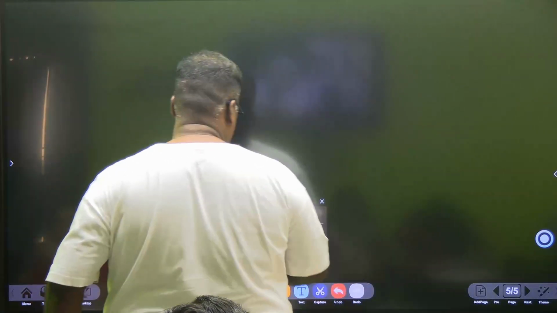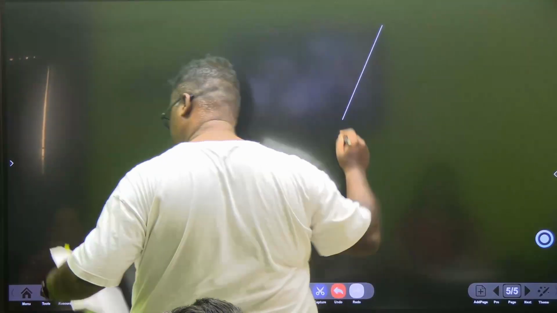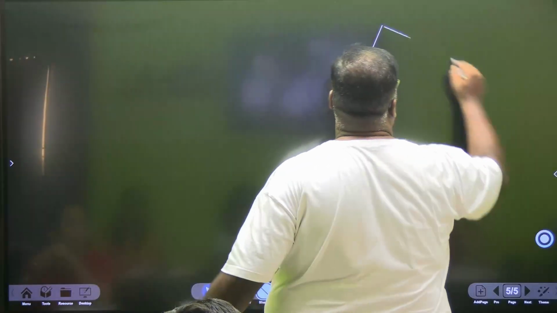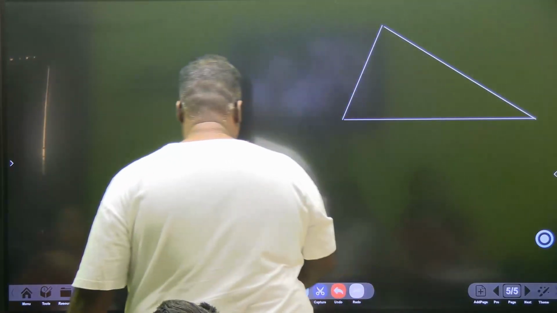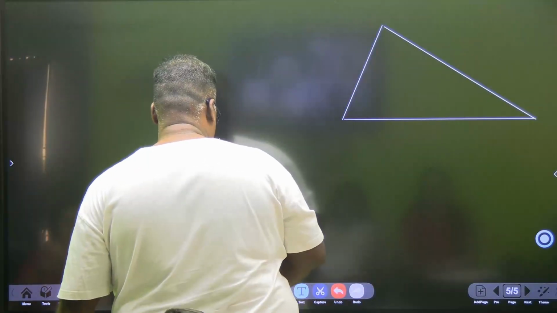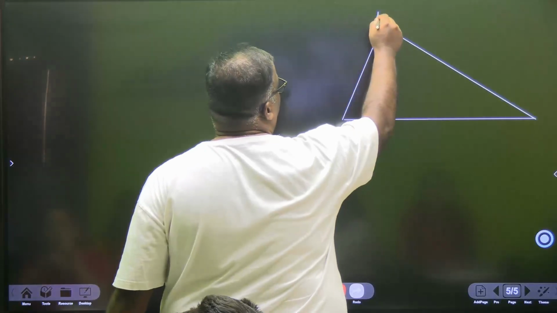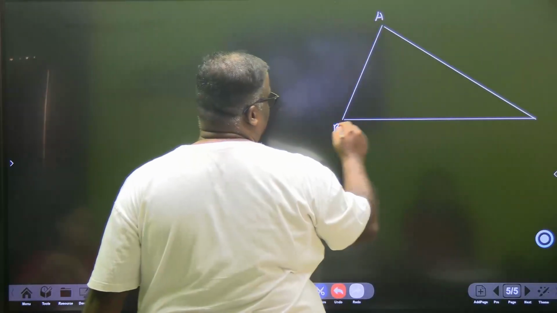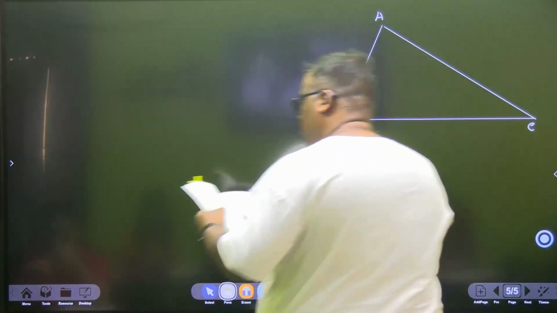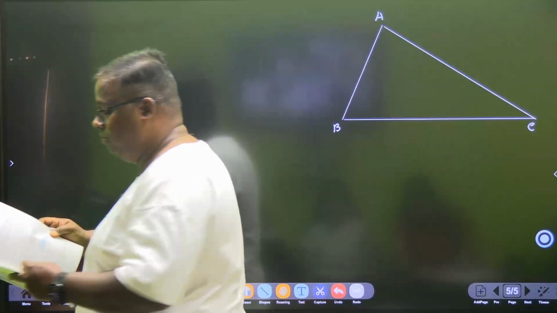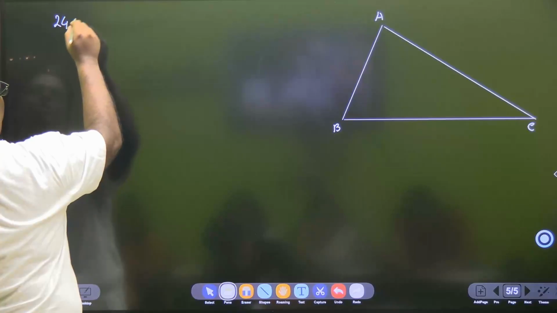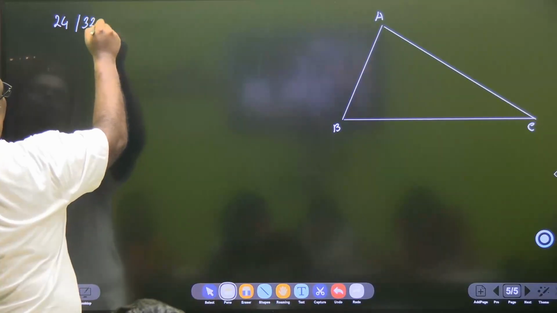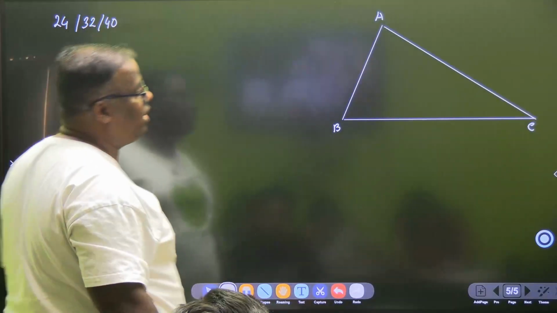Okay, let's take one example. And be a little bit sensible in how you write the values. What I'm trying to say is that don't write a shorter side with a bigger value. Have that much common sense. Okay, listen to me, the values are 24, 32, and 40. Tell me, which side should I take as 40?